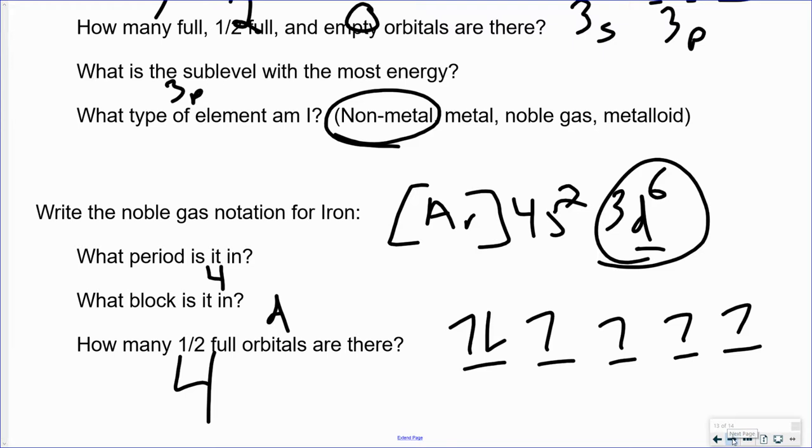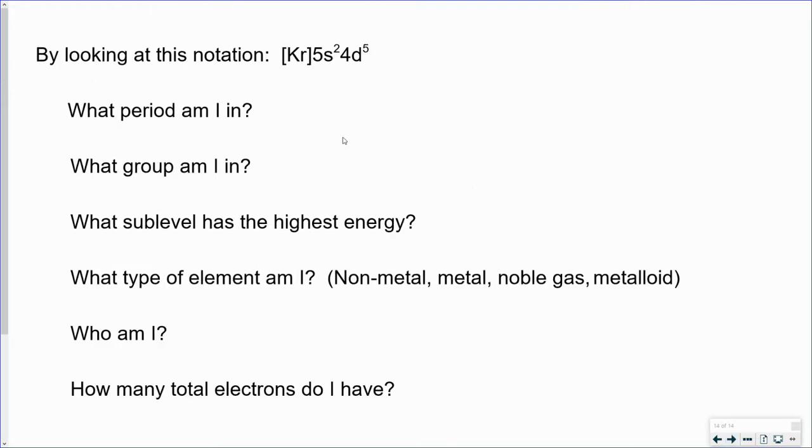All right, last slide. Again, let's go through this. I'm going to have you guys try it real quick, and then we'll go over it in about 5, 4, 3, 2, and 1. What period is this element in? It is in the 5th period. It is in group D. What sublevel has the highest energy? Well, that would be 4D.